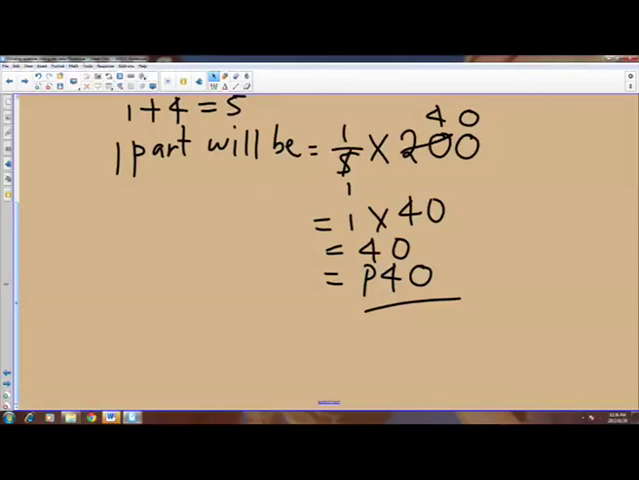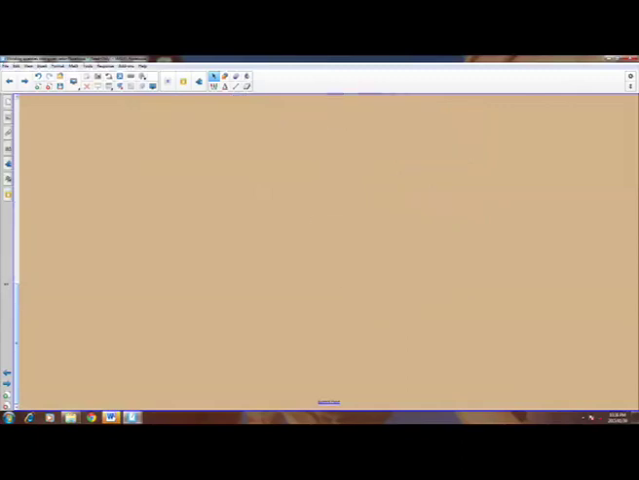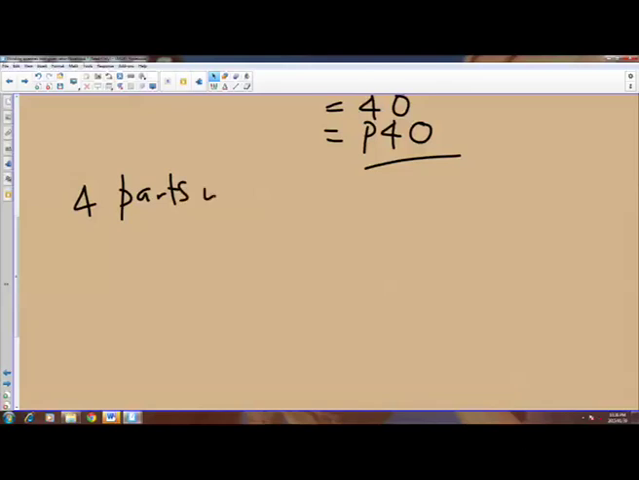What about 4? Let us check out what 4 parts will get. 4 parts will be 4 divided by 5, because the total of the ratio there is 5. So it's 4 divided by 5 times 200. Remember, the quantity is 200.